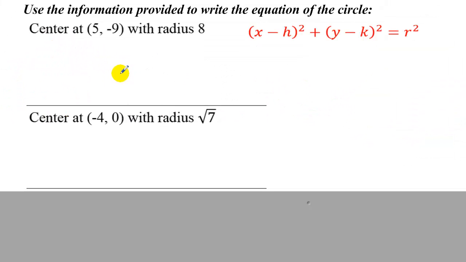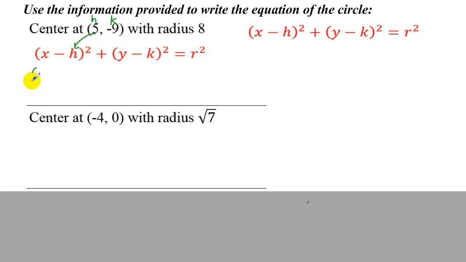All right, let's look at a bunch of examples. Here we're given information about a circle centered at 5, negative 9, and a radius of 8. So we're going to just use this equation to write our circle. And we're simply going to make substitutions. H and K are found as our x and y coordinates of our center. So those just are going to go right into the equation.